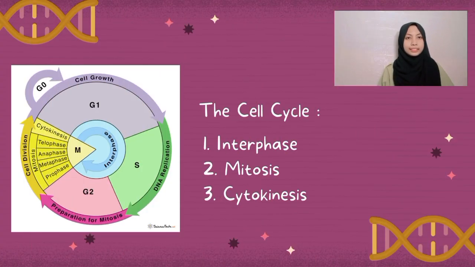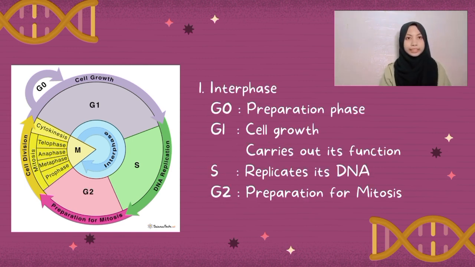The cell cycle. There are three main stages in the cell cycle. The first is interphase, the second is mitosis, and the third is cytokinesis. Let's start with interphase. Interphase has four main stages. The first is G0 phase, the second is G1 phase, the third is S phase, and finally the G2 phase.